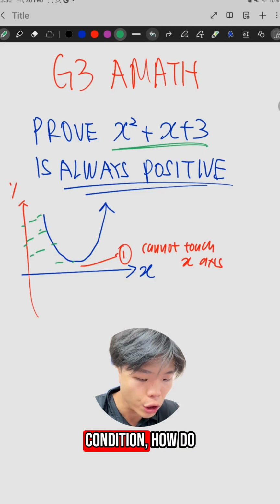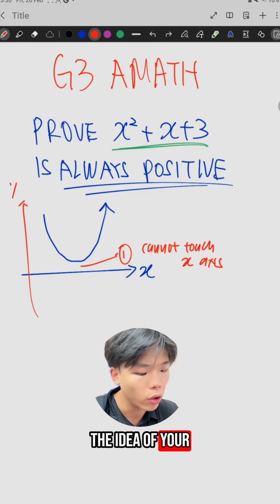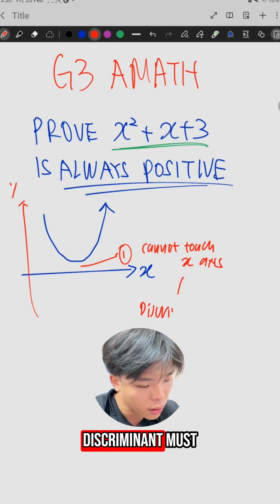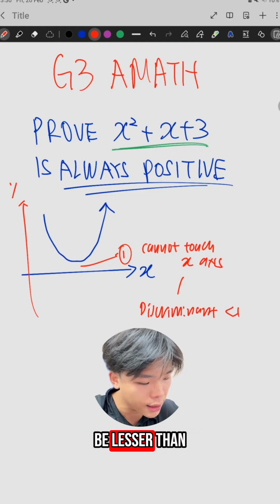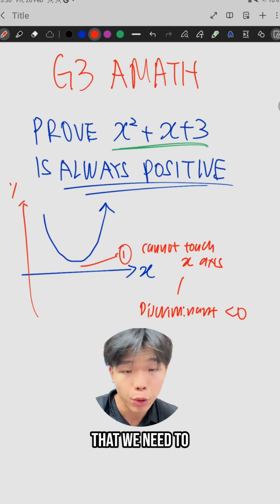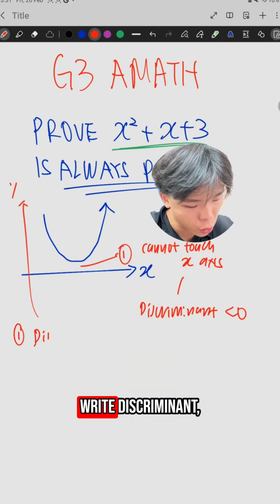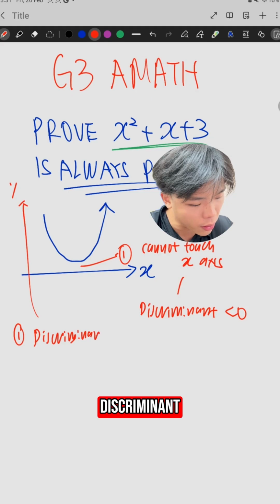So for the first condition, how do we actually prove that it cannot touch the x-axis? It goes back to the idea of your discriminant. Your discriminant must be less than 0 because there cannot be any intersection with the x-axis. So the first thing that we need to show is that the discriminant is negative. I'm just going to write number 1 over here, and write discriminant, and we know that the discriminant is b squared minus 4ac.